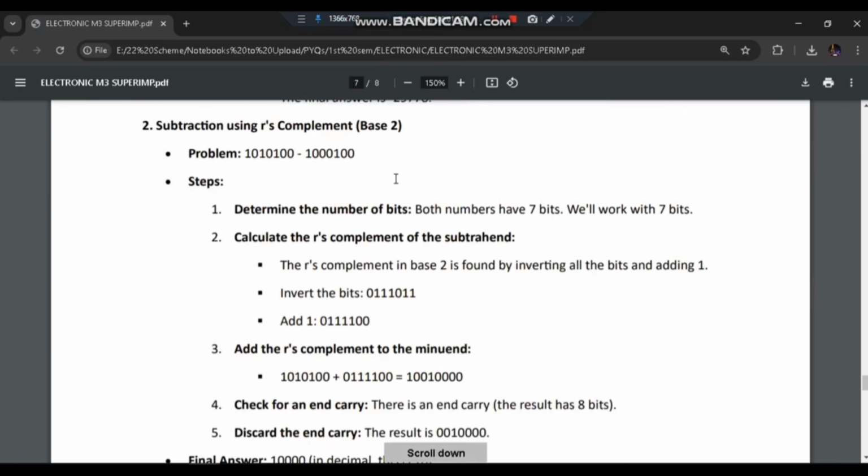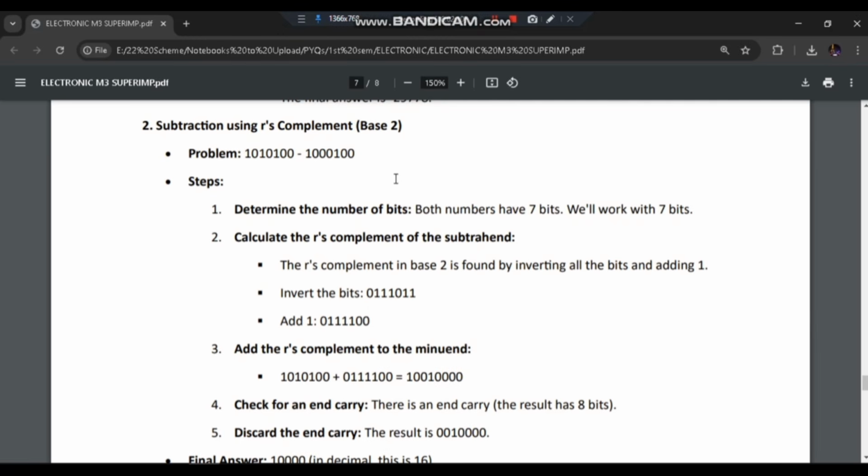Second is using the r's complement, base 2. For the binary numbers it's a bit different. Both the binary numbers are given. Calculate how many bits there are. 7 bits are there in both of them, so we'll work with 7 bits. Then you have to calculate the r's complement of this one. How will you do that? The r's complement of base 2 is found by inverting all bits and adding 1. How do you do the r's complement?